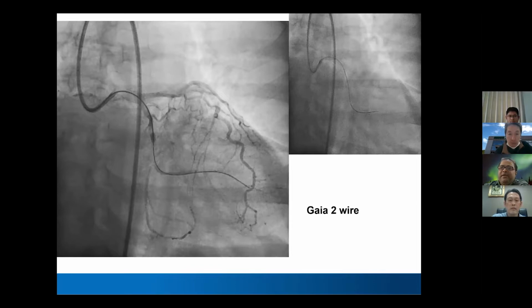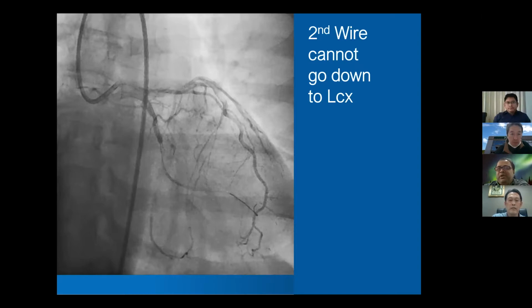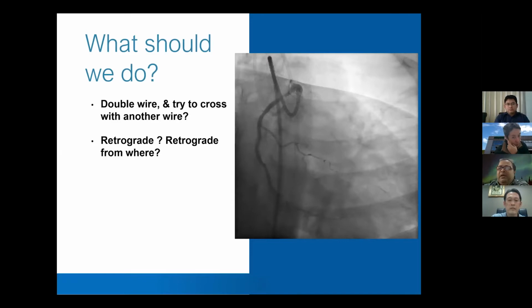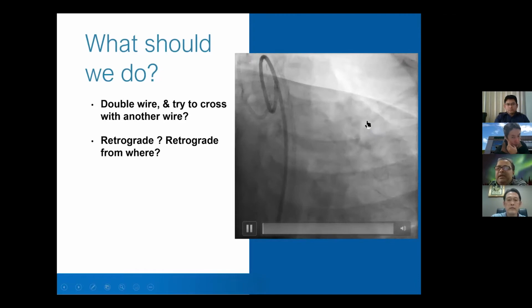So the second wire also couldn't go down to the circumflex, and despite dual lumen, we couldn't wire down. So we exchanged with the soft wire, Sion Blue, into the branch we secured. Then we were wondering what to try, and we realized that there are actually collaterals, as you can see, coming from the LAD.